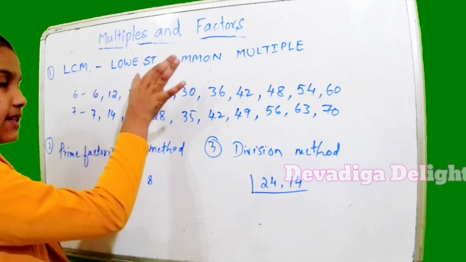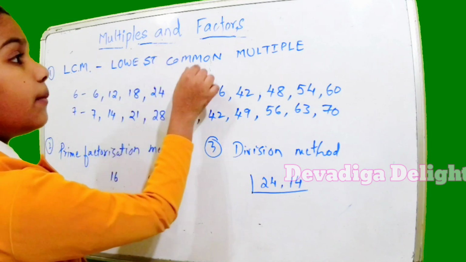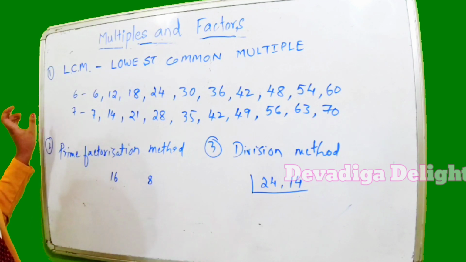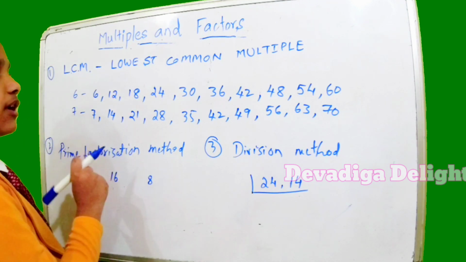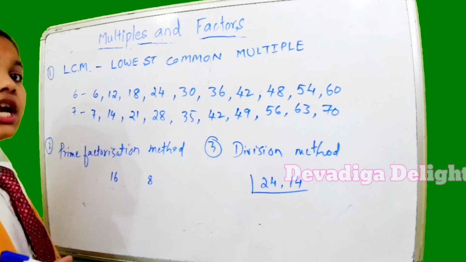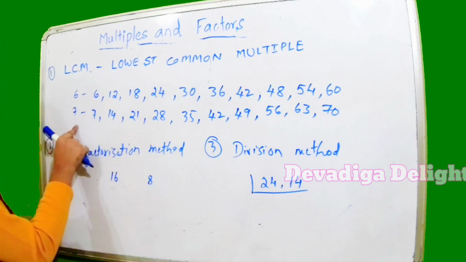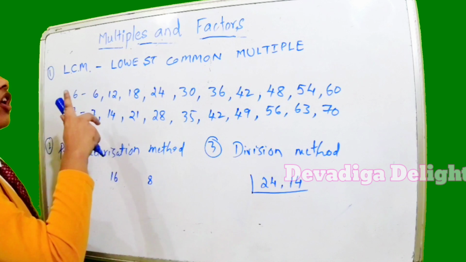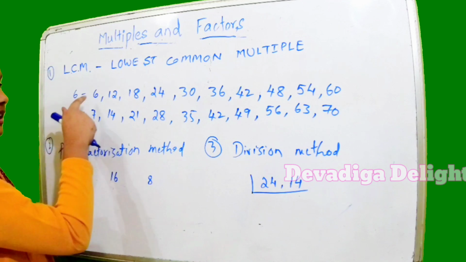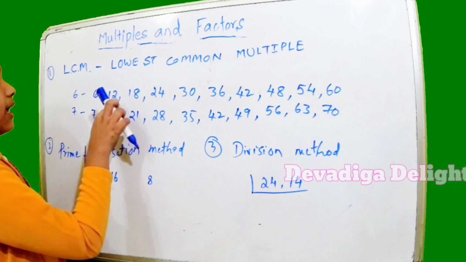Now we'll learn about LCM. What is LCM? LCM means lowest common multiple or least common multiple. The first method of finding LCM is to write the multiples of the given numbers, and you should see which is the lowest common multiple. So if the given numbers are 6 and 7, I have written the multiples of 6 and 7. So does 6 come in the table of 7? No, it doesn't.